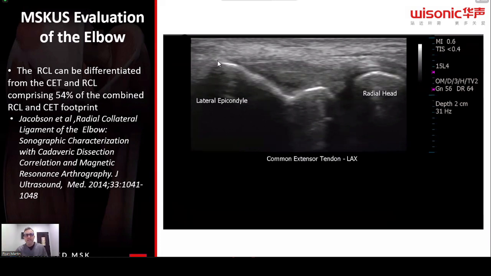So what that means is that the radial collateral ligament and the common extensor tendon basically share about half of this ski slope right here. Now that ski slope stops right here when it takes that turnbuckle, so it takes this little curve right here. It ends right here. So this, from the apex to about 50%, and again, that's a rule of thumb. It's not always the case.